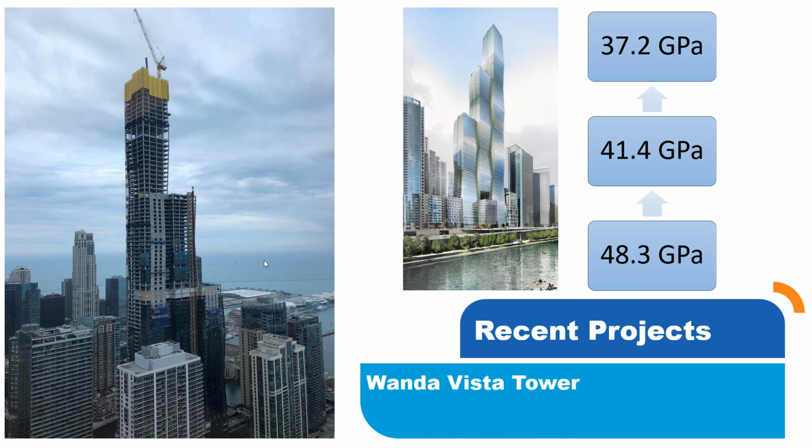So the keynote project that we've had, it's recently been completed. It was completed early this year, was the Wanda Vista Tower. This is now the 3rd tallest building in the city of Chicago. And it is the tallest reinforced concrete building, slightly taller than Trump Tower in terms of the overall building height, but Trump Tower has an antenna on it, so it still has the overall height. It was built as 3 completely separate towers, and it required modulus of elasticity stepping down as you go up the building pretty roughly in thirds of 48.3, 41.4, and 37.2.